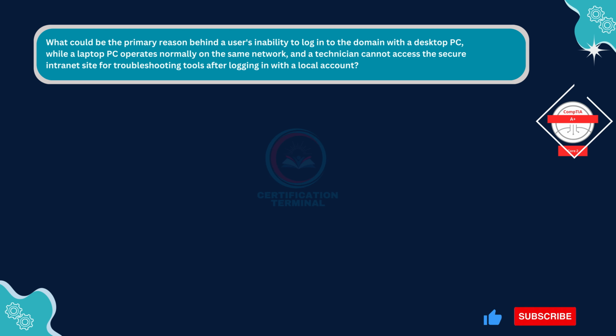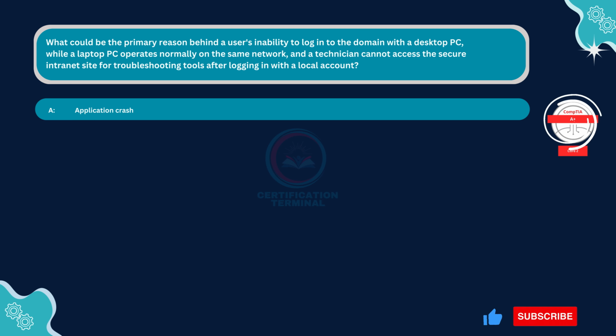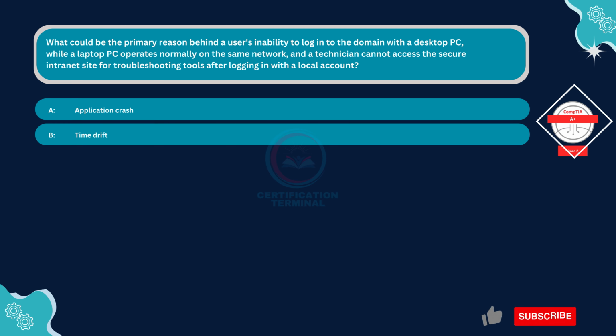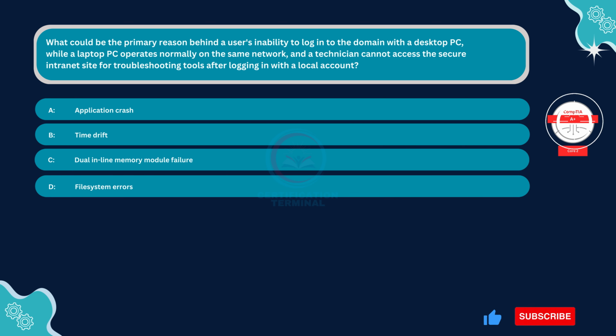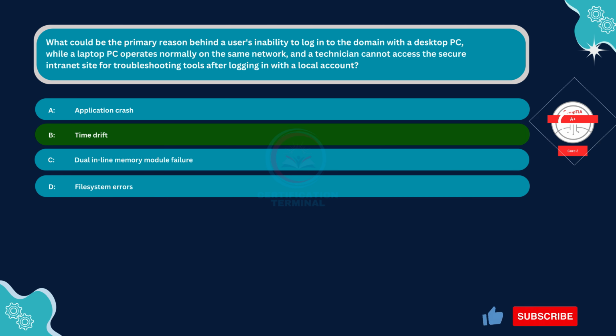Next question. What could be the primary reason behind a user's inability to log in to the domain with a desktop PC, while a laptop PC operates normally on the same network and a technician cannot access the secure intranet site for troubleshooting tools after logging in with a local account? Option A, application crash. Option B, time drift. Option C, dual inline memory module failure. Option D, file system errors. The correct answer is Option B, time drift.